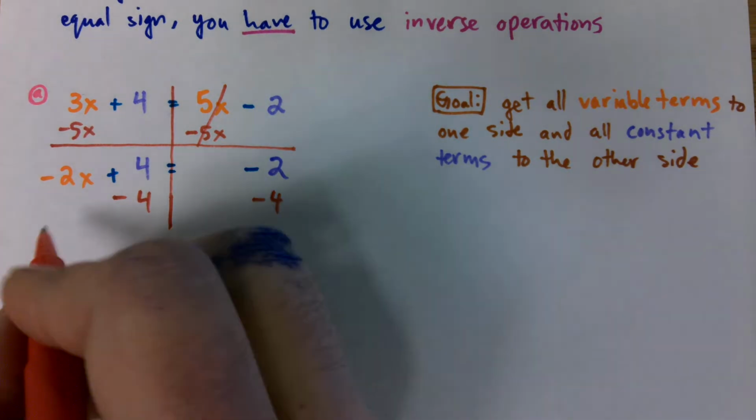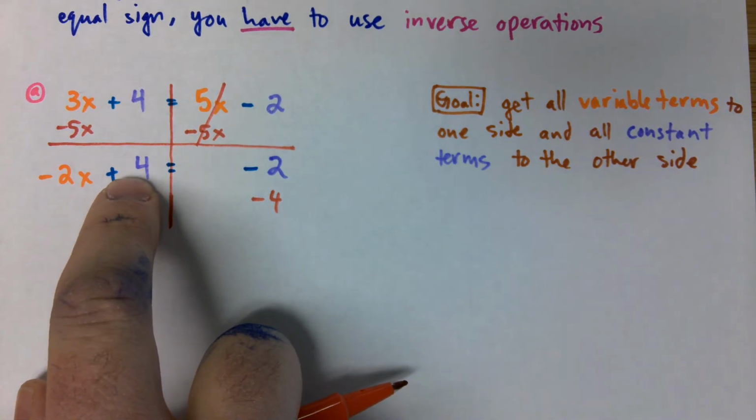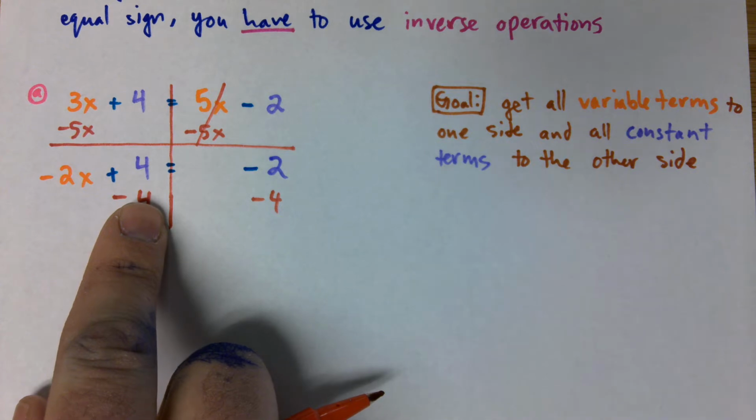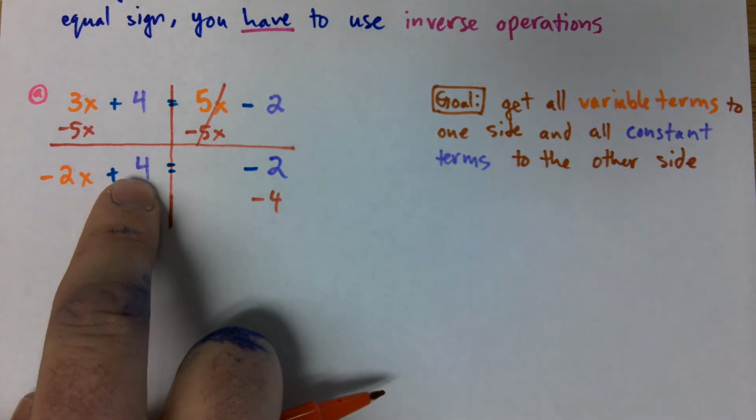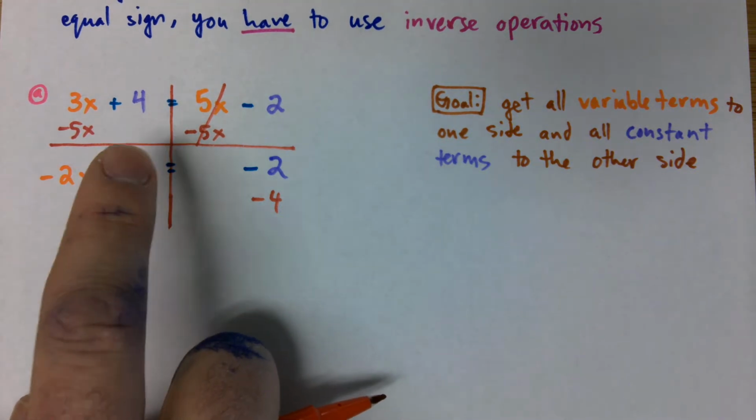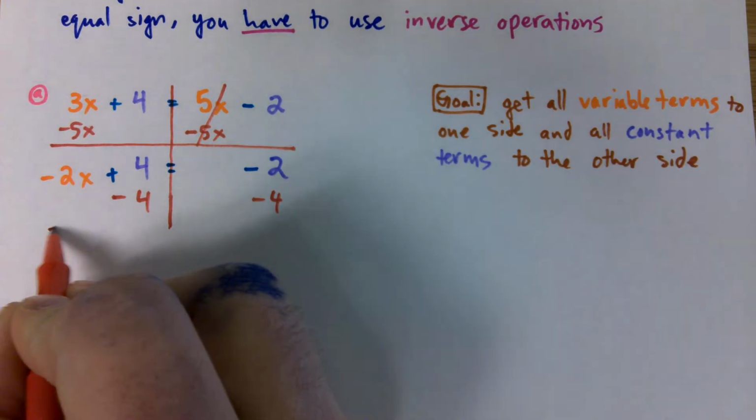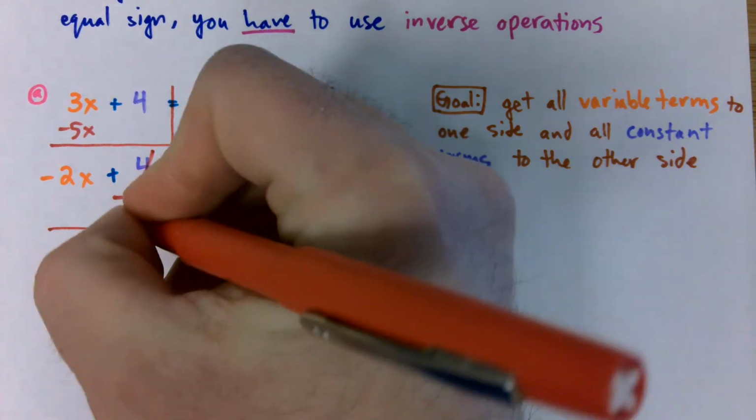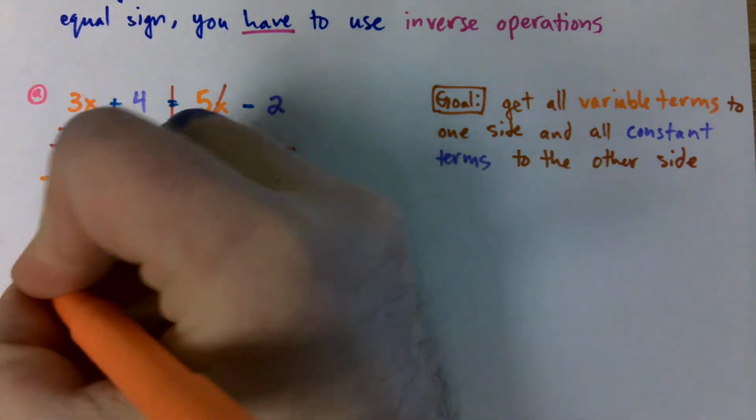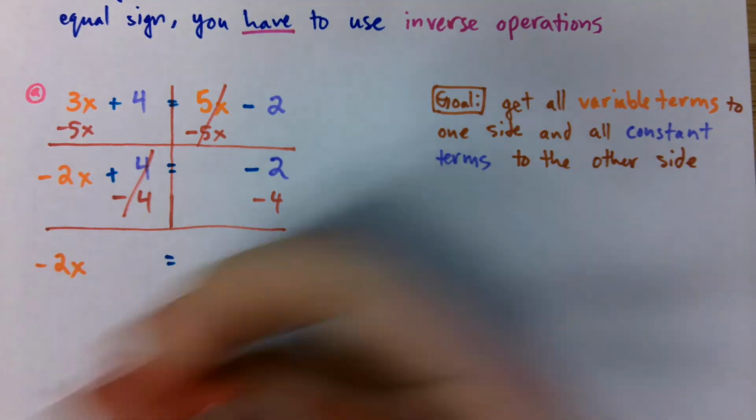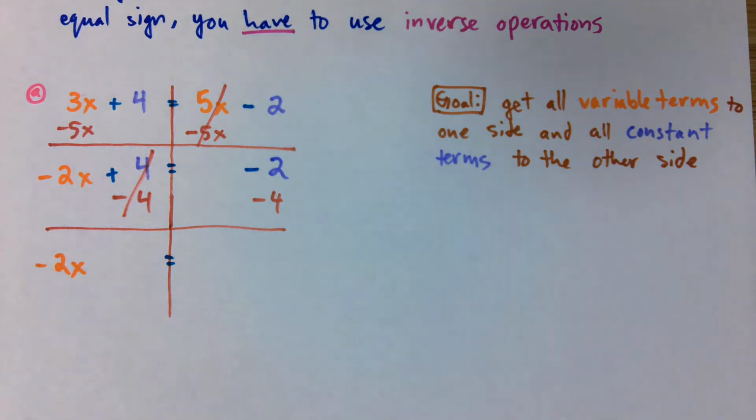So we got positive 4 here. We're going to move it over here because we just moved our variable terms over to the left, right? We moved that 5x over to the left. So now we're going to compensate for that by moving this 4 over to the right. 4 minus 4 cancels out, leaving us with minus 2x equals what? What would negative 2 minus 4 give us? Negative 6, right?